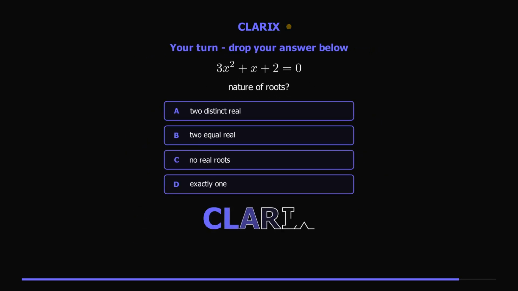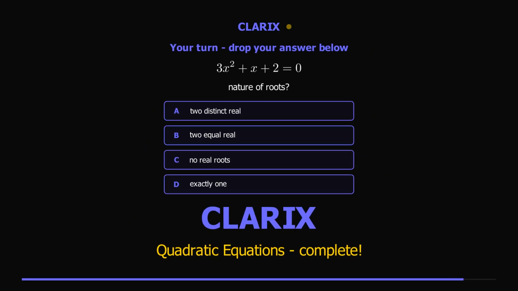And that's the whole chapter. You can spot a quadratic, build one, factorize it, solve any of them with the formula, and read the discriminant to know the nature of the roots in a single line.